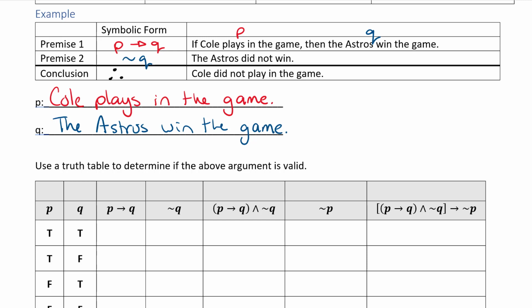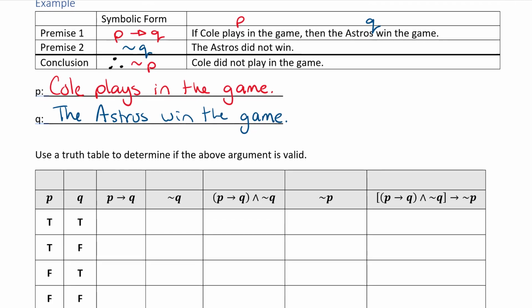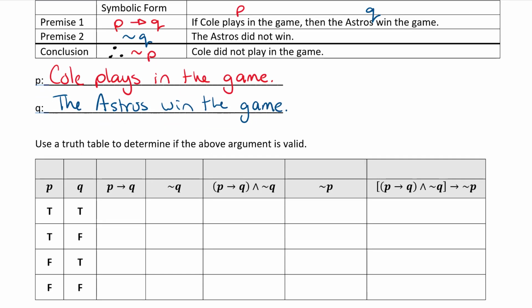The conclusion says Cole did not play in the game, so that would be not P. Okay, so we're going to actually test this to see if it is true, and then if it implies a true statement, then we can say that the whole argument is true. So our first one is premise 1, if P then Q. Implies is only false if the antecedent is true and the consequent is false. So if true then true, that's okay. If true then false, nope, that's the one bad case. If false then true, that's true. If false then false, that's true.